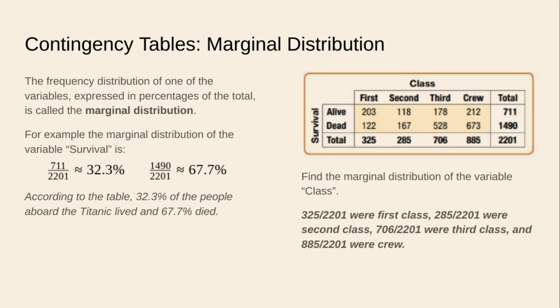325 out of 2201 were first class. That's this 325 out of 2,201. 285 out of 2201 in the second class, 706 out of 2201 in the third class, 885 out of 2201 in the crew.